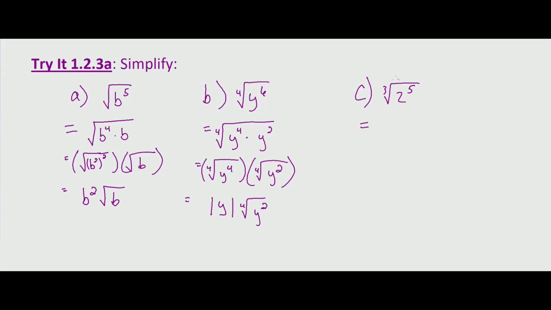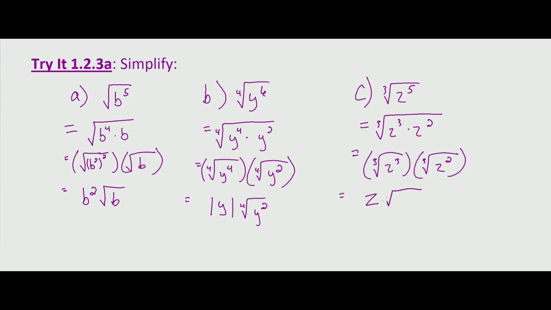Last but not least, with part C, we have the cube root of z to the fifth. So we want to factor out perfect cubes. That would be the cube root of z cubed times z squared. Again, we separate it into separate radicals. The cube root of z cubed times the cube root of z squared. It's an odd root, odd power, so we don't need to worry about absolute value. This is simply the cube root of z cubed is z, and we're left with the cube root of z squared.